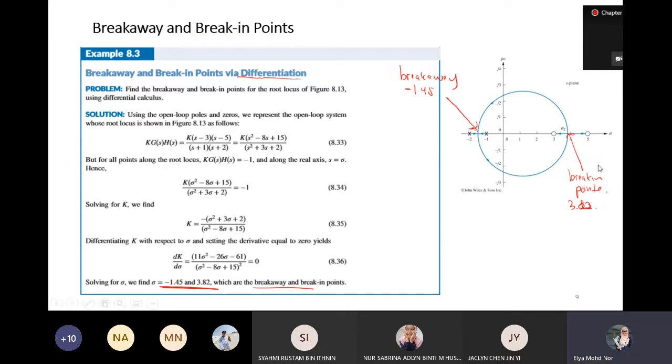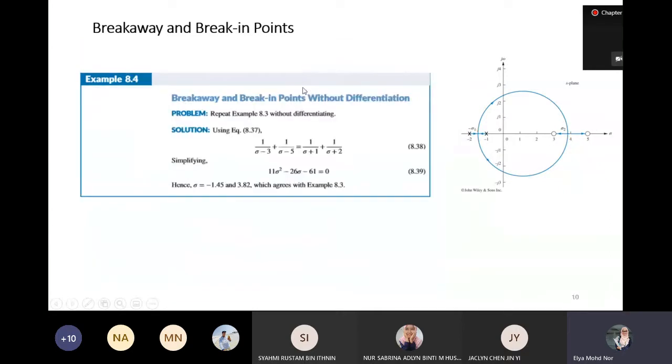Okay, so one way to find the breakaway and break-in points is using differentiation. Another way is that we can also do it without differentiation. Without differentiation, we just have to use equation 8.37, which we can look at in the textbook. Then we come up with equation 8.38 here, and then we simplify it. Then you are able to get the same answer, which is the breakaway points and break-in points.